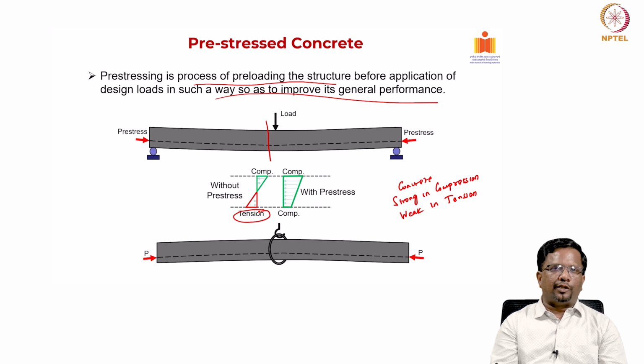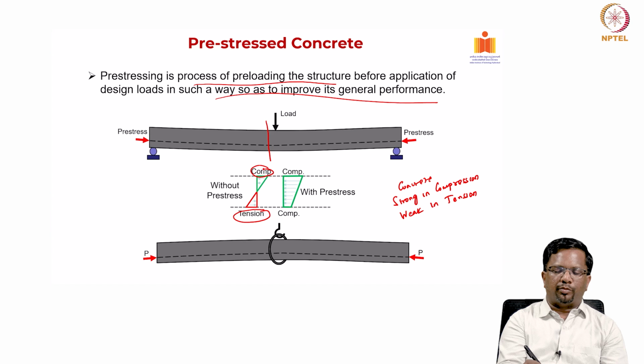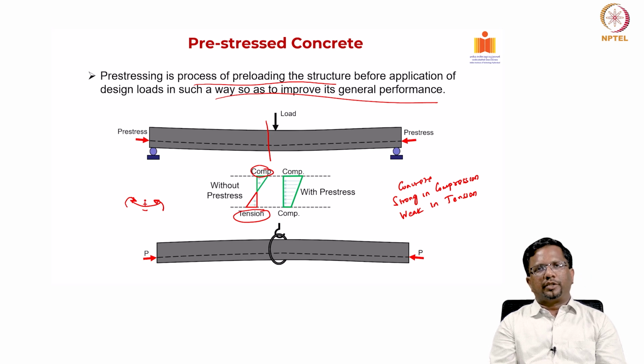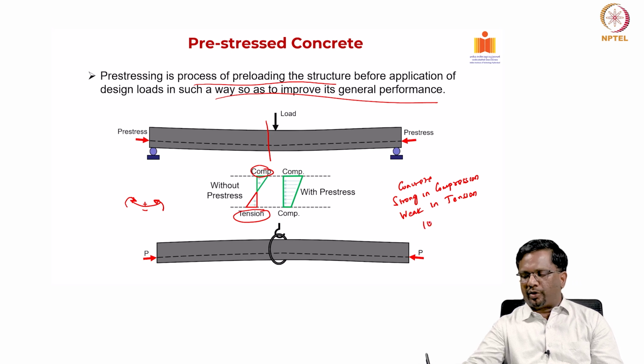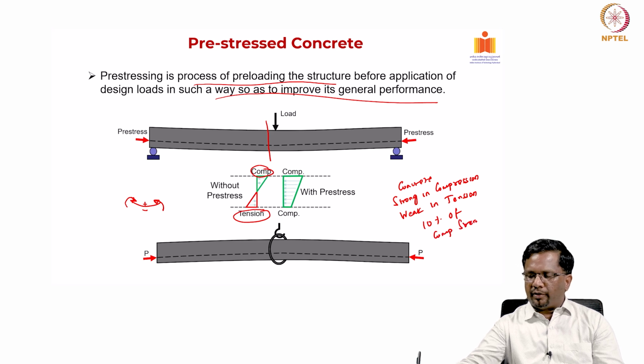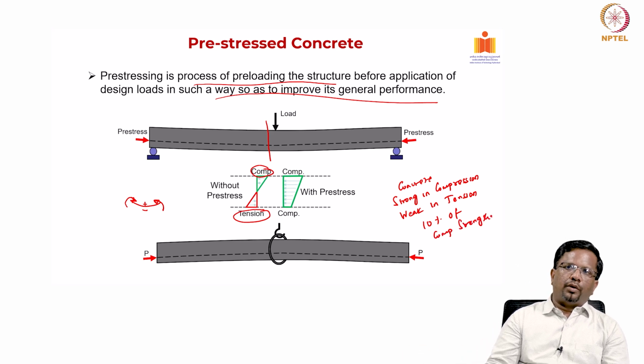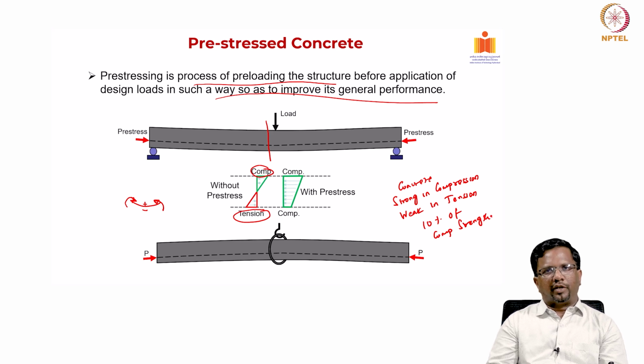I will have tension at the bottom and compression at the top, because it is a sagging bending moment. It is bending like this, right. So, you create a bending moment like this, with tension at the bottom and compression at the top. So, you develop compression and tension, but concrete's tensile strength is usually about 10% of its compression strength. It is a material which has low tensile strength.